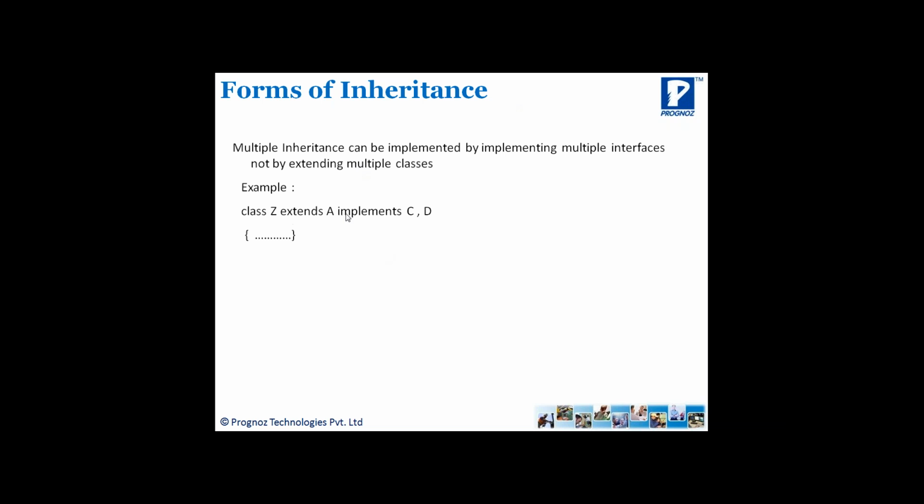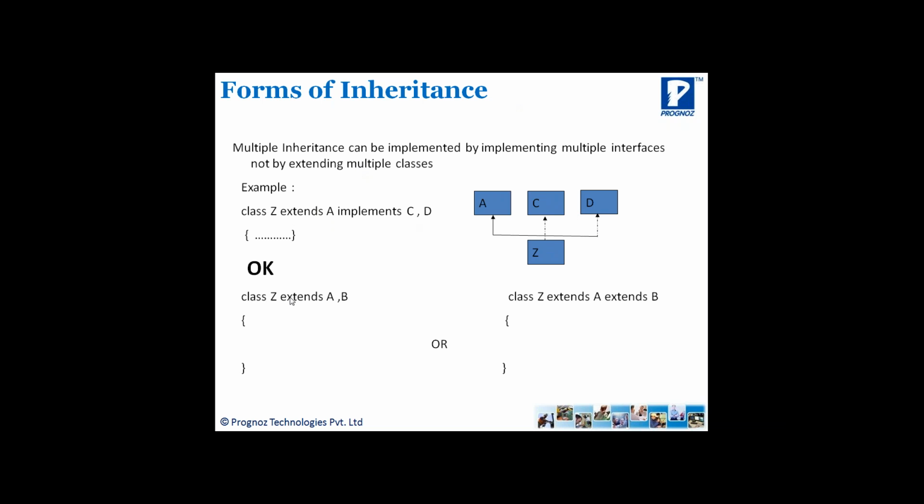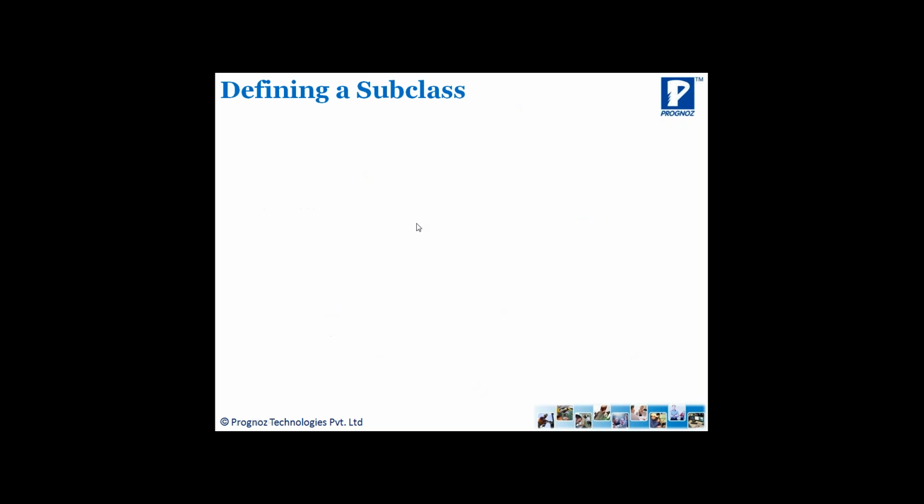So this is C, this is C comma D. This is possible: I can extend A, which is a class, and C and D must be interfaces. The dotted lines show that C and D are interfaces, and Z extends A comma B. But C extends A and D extends B is not possible. It's wrong, and this one is also wrong.